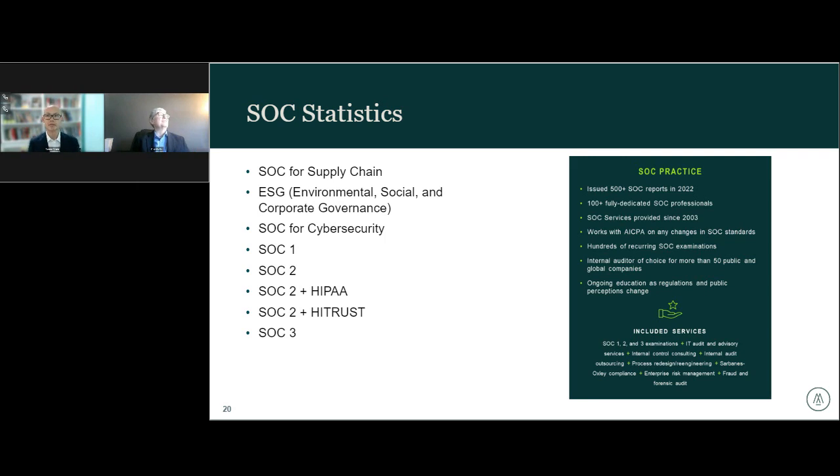There's a SOC for cybersecurity, which is an internal report that goes to boards and governance committees. SOC 1, SOC 2. We can add HIPAA or any other framework to the SOC 2. And as Bosco mentioned earlier, there's the SOC 3 that, oh, by the way, you can put on your website and say, hey, a third party's come in and looked at our controls.